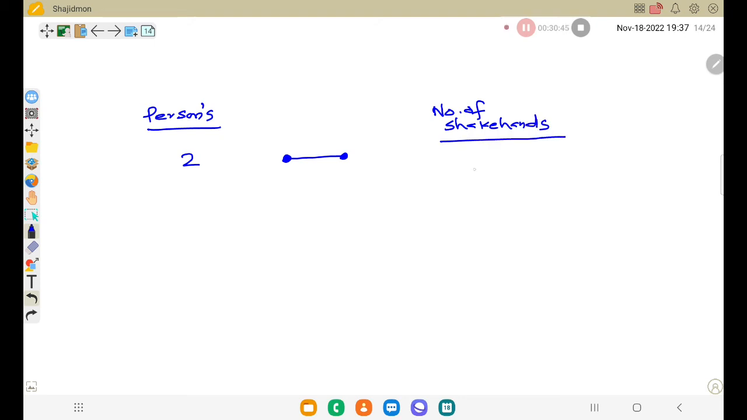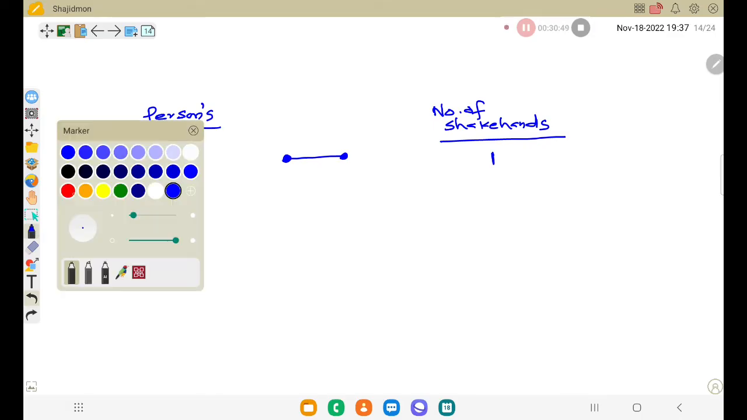For example, in the meeting we have two persons. How many shake hands will happen? One person shakes hand with the other, like this, correct? So how many shake hands will come? Only one shake hand. Two persons means one shake hand will happen.